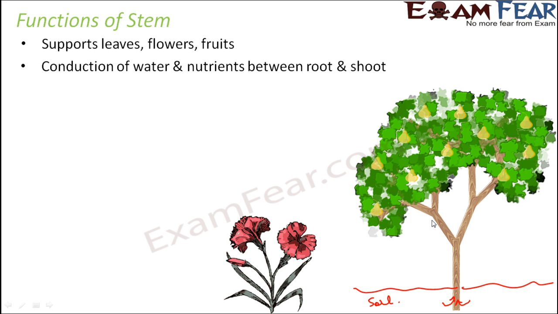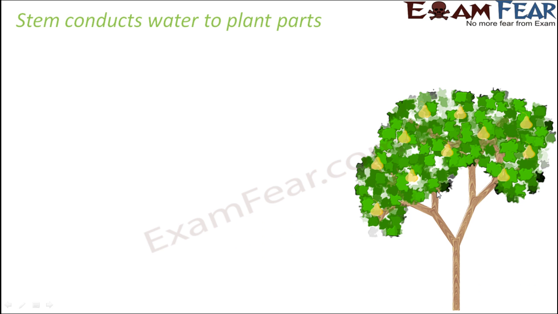So who conducts that water? This conduction of water from below to above is done by the stem. This is the most important function of stem, that it helps to conduct water and nutrients between root and shoot, because we need somebody to carry the water as well as the nutrients. That somebody is nothing but the stem. So stem conducts water to the plant parts.